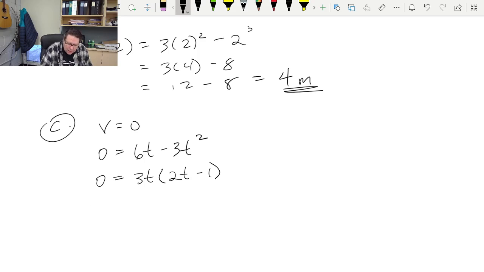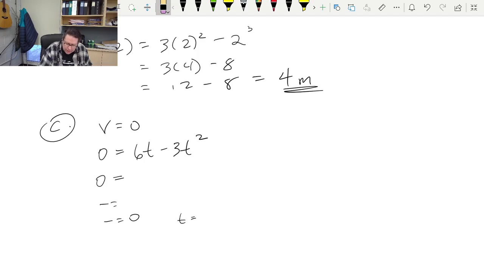And so that means that either 3t is equal to 0, which means t is 0, which kind of makes sense, right? Time is 0, so yeah, she stopped at time 0. But that's a trivial answer. The other answer is the one that I want. 2t minus 1 is 0. So t is equal to, let's see. Oh, whoops, I just realized, thank you very much. I just goofed that up.